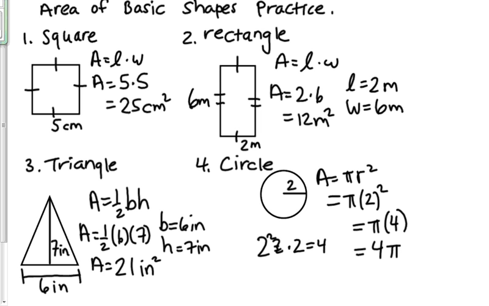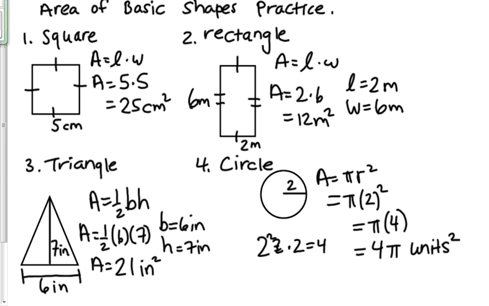Now you could multiply 4 and pi and get a decimal answer, but I'm going to leave it like this for now. So my answer is 4 pi, and there is no units, so all I'm going to write is units squared.